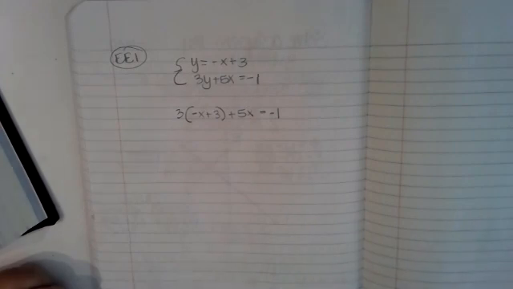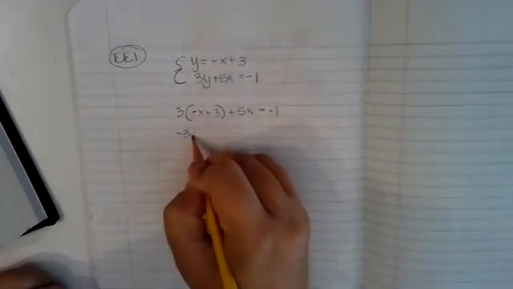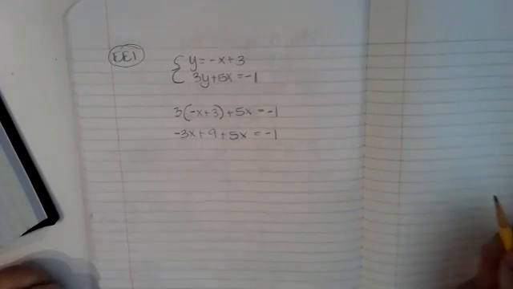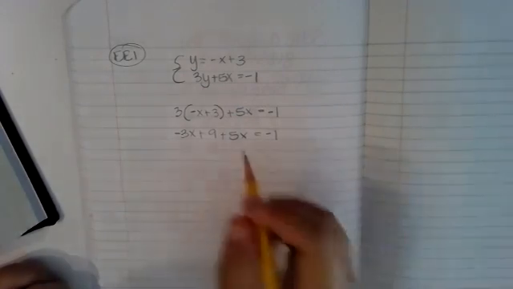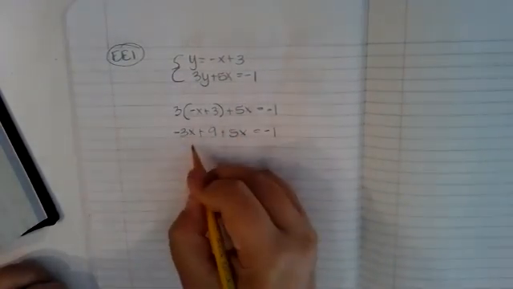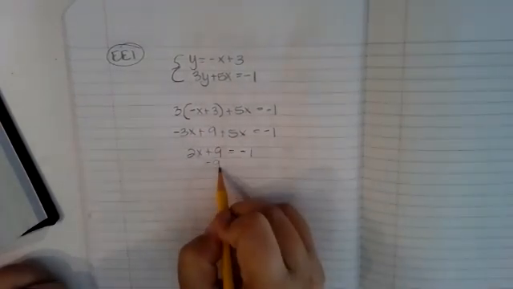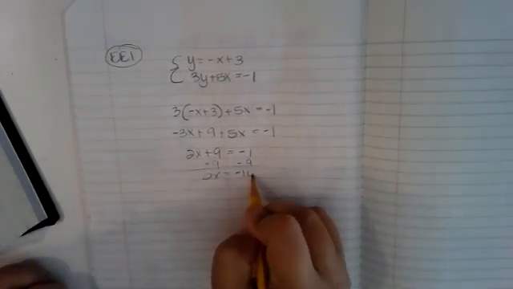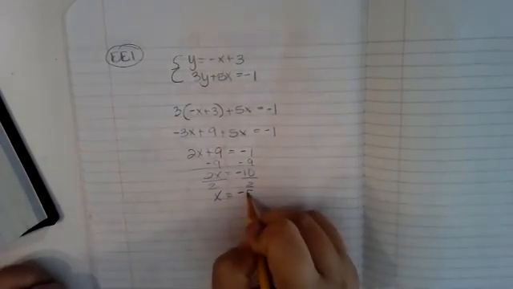This is now up to order of operations. So start by distributing the 3. So I have negative 3x plus 9 plus 5x equals negative 1. Now I'm going to go about combining like terms. So my x's become 2x plus 9 equals negative 1. Going to subtract 9, and I'm going to subtract 9. I have 2x equals negative 10. Divide by 2, divide by 2. X equals negative 5.